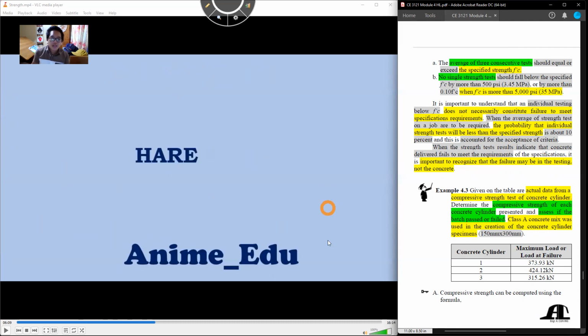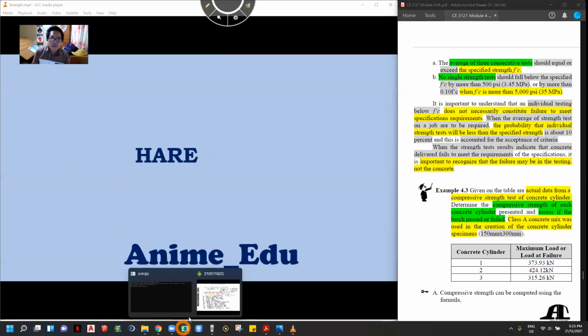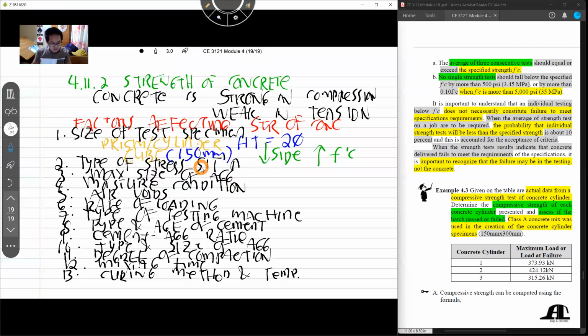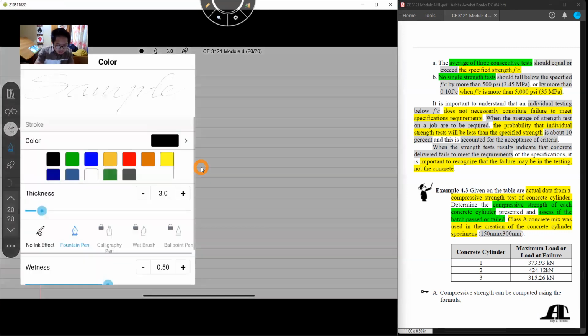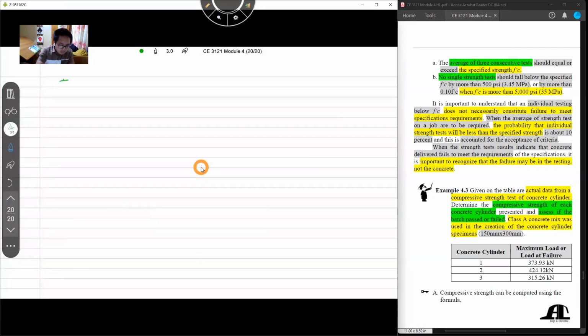Okay? So again, class, i-summarize natin para mas, legal. So we summarize what was discussed a while ago. So again, class, we have discussed about test of concrete strength na lang. Mabilis. Okay. So unahin natin class again, di ba, inuna natin yung compression test.